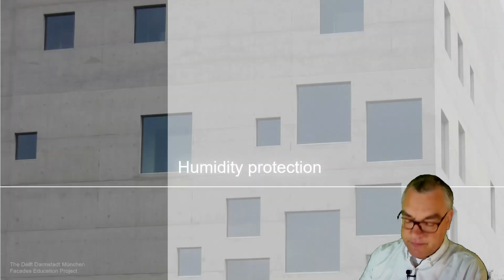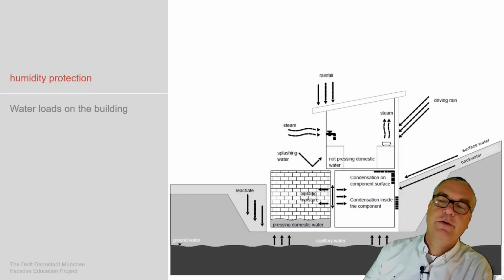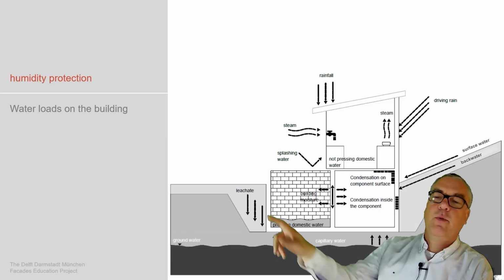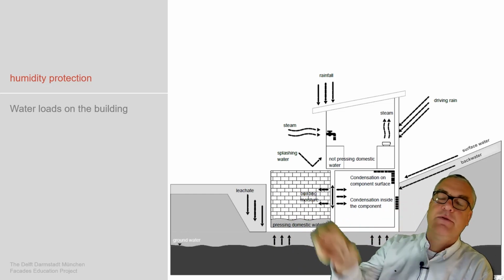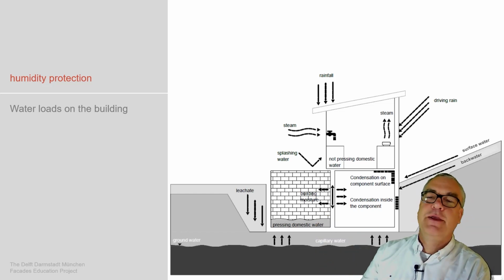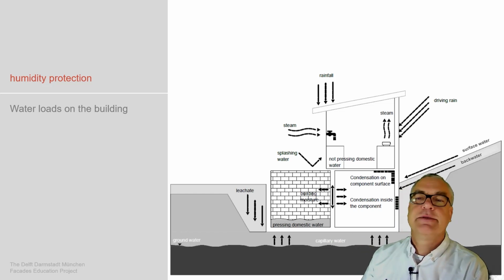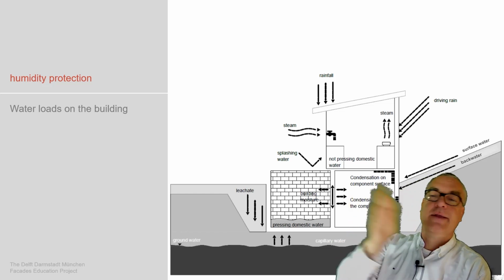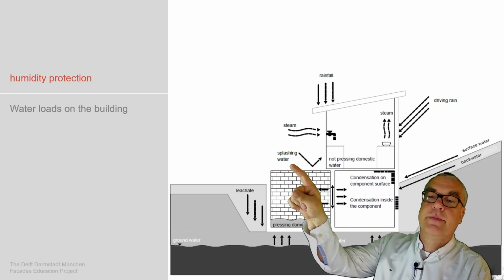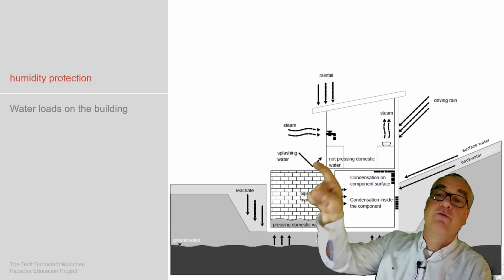Humidity protection. We are aware that a house needs to be protected against humidity and water. We have all that water at the basement of the building, which wants to find its way into our building. We need to make sure that the building at the outer part is protected against rain, which is driving rain, so horizontally flying rain, standard rain, and even splashing rain, which means rain hitting a surface and then getting reflected.